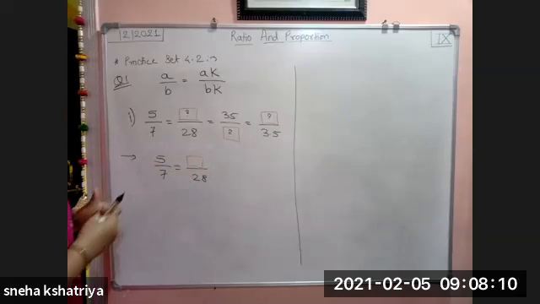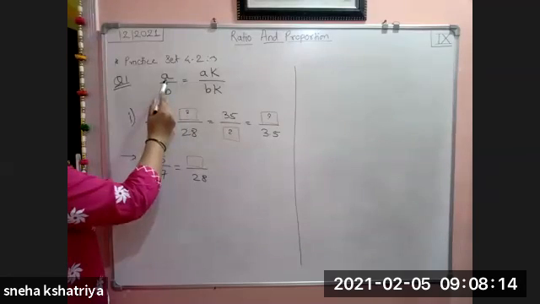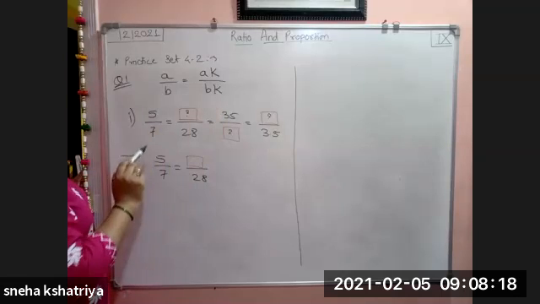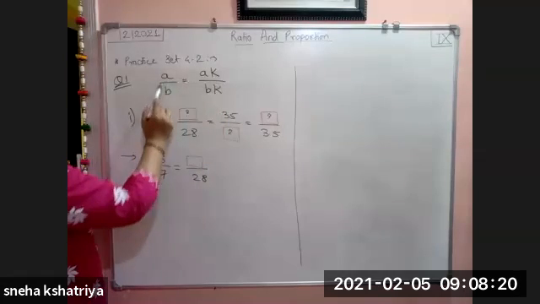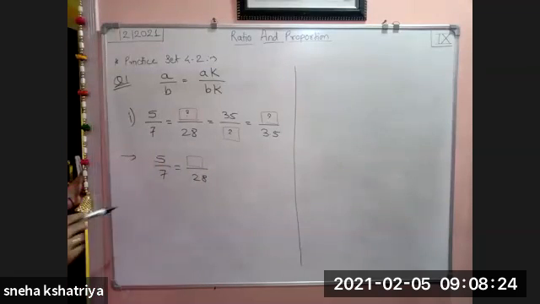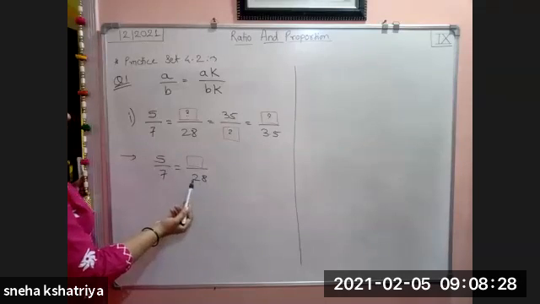Okay, now see the question. What is the question given to us? Using this property. What property? A and B, both numerator and denominator, are multiplied by the same number, and we will get the answer. Whatever the last answer is there, that we will get.